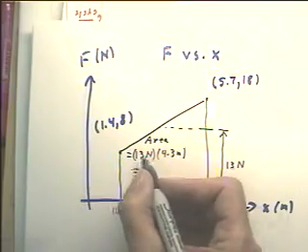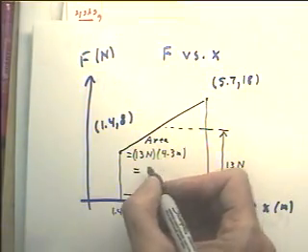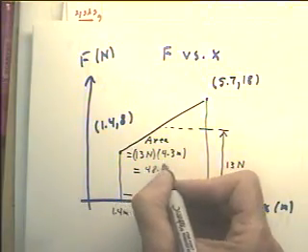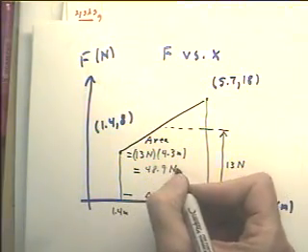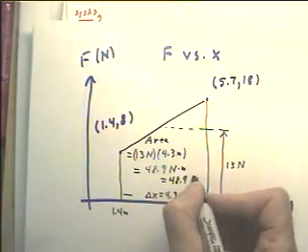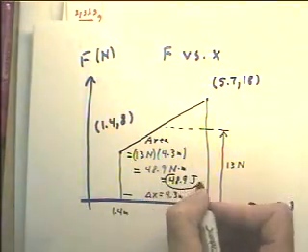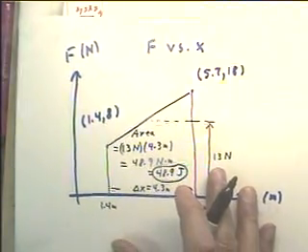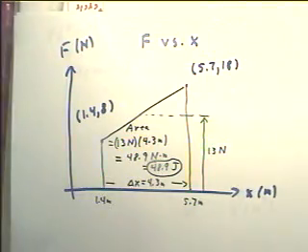And that equals 13 times 4 is 52, and 13 times 0.3 is 3.9. I guess that's 48.9 newton meters, or 48.9 joules, which is the result that I'll circle to indicate that that is what the area represents.